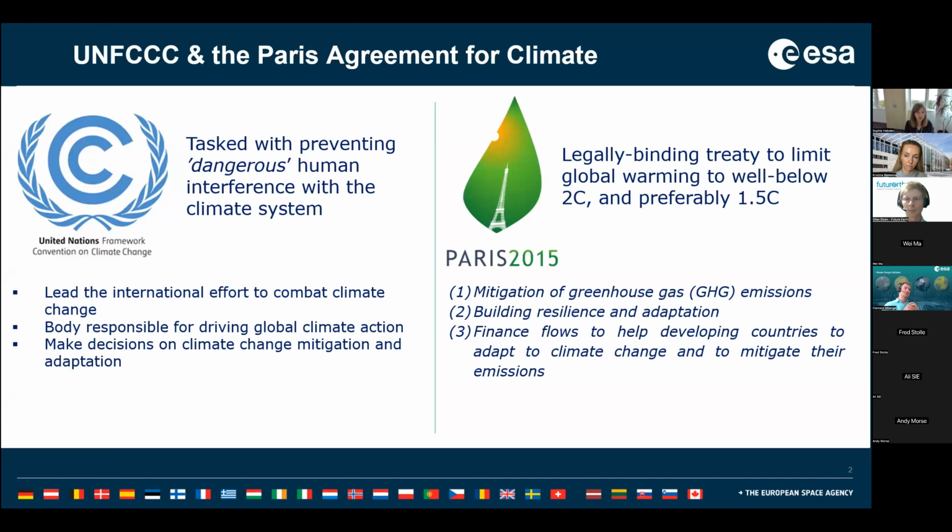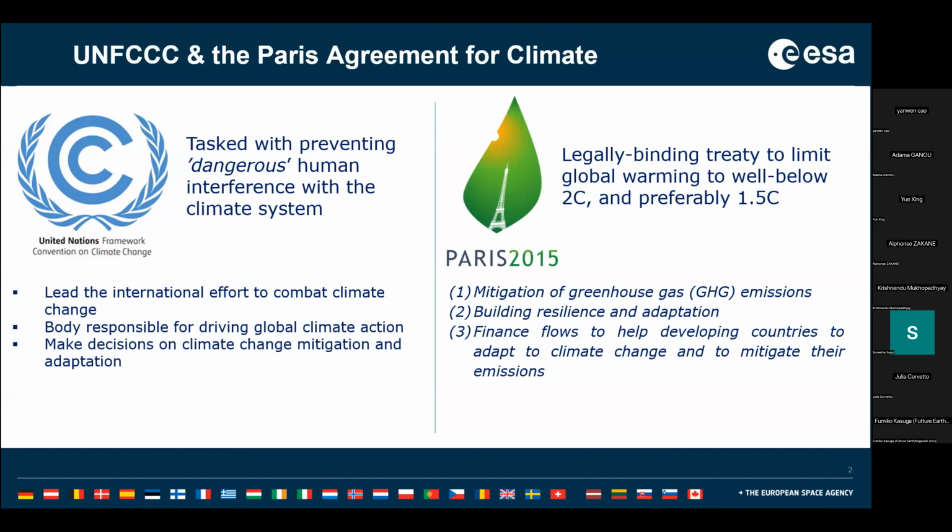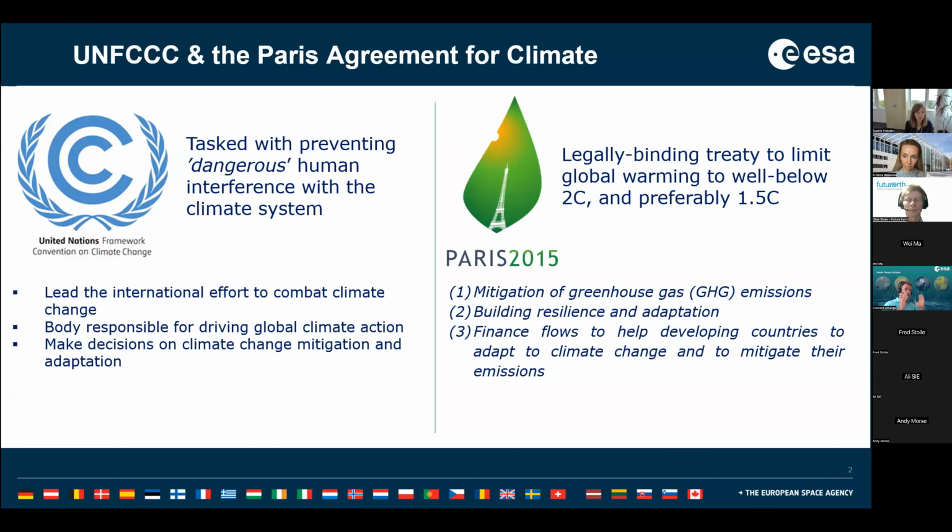The United Nations Framework Convention on Climate Change, the UNFCCC, is leading the international effort to combat climate change and keep global warming well below 2 degrees Celsius, as set out in the Paris Agreement for Climate. And it is intending to do so mostly through 3 actions: mitigation of greenhouse gas emission, building resilience and adaptation, and finance flows to help developing countries to adapt to climate change and to mitigate their emissions.